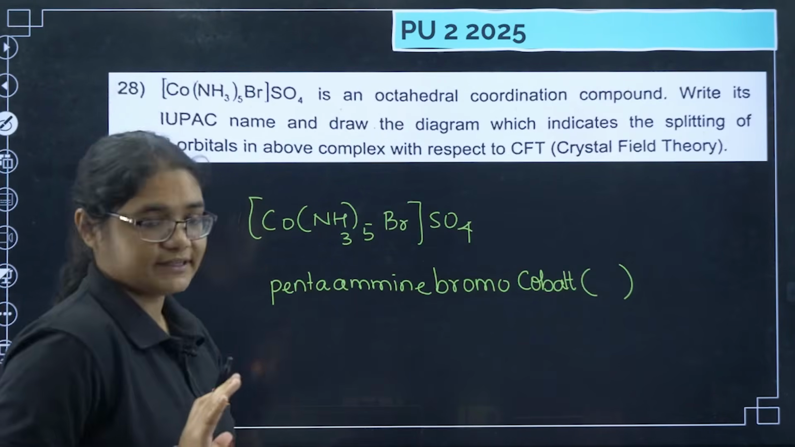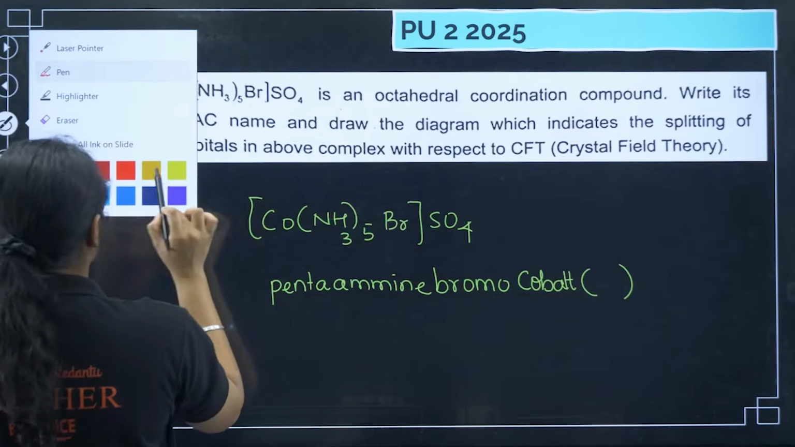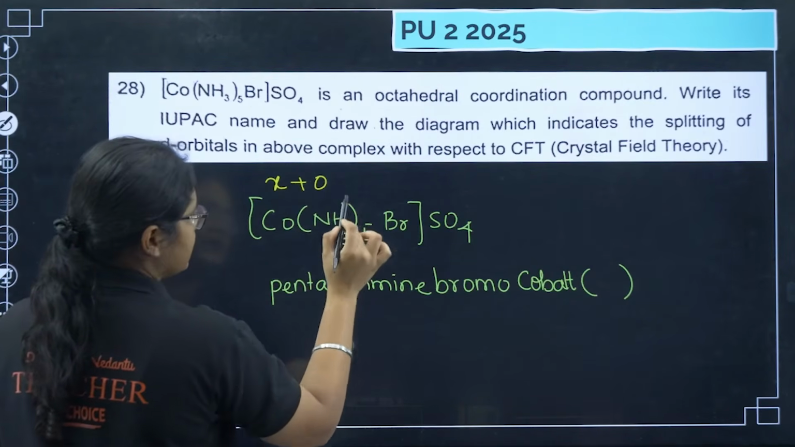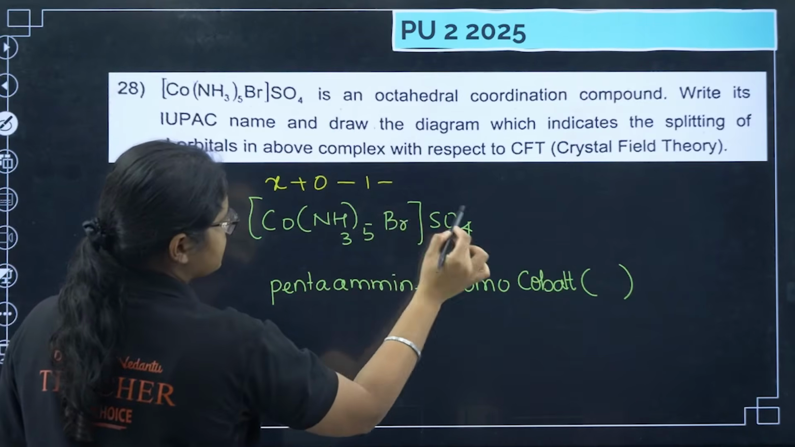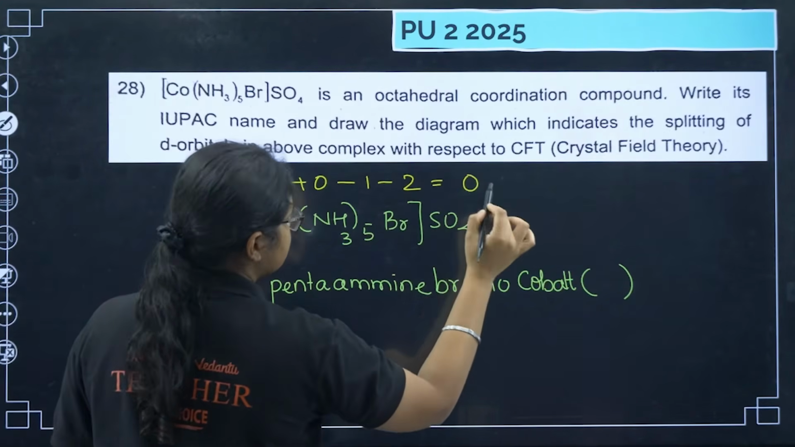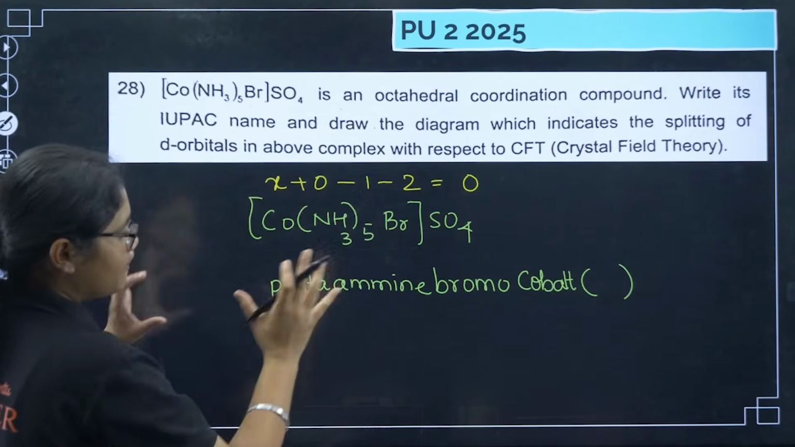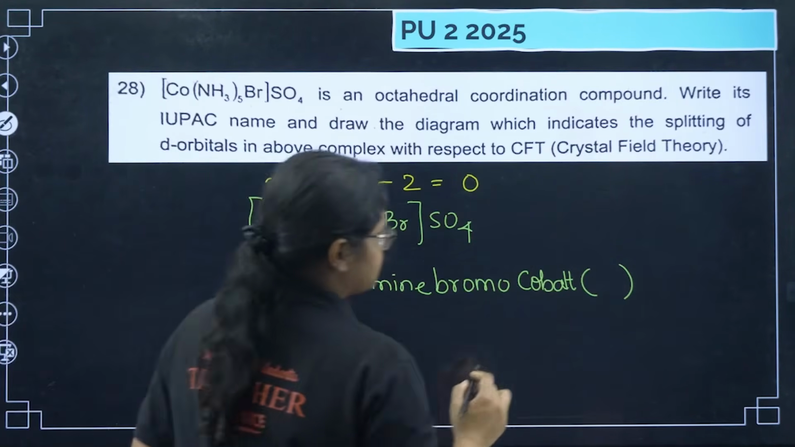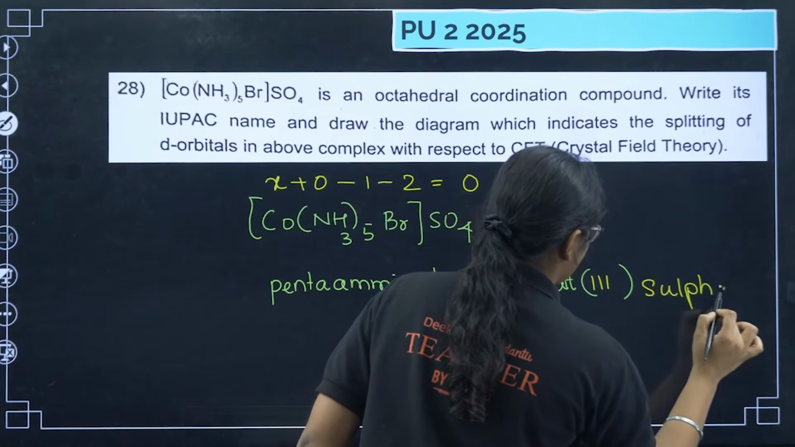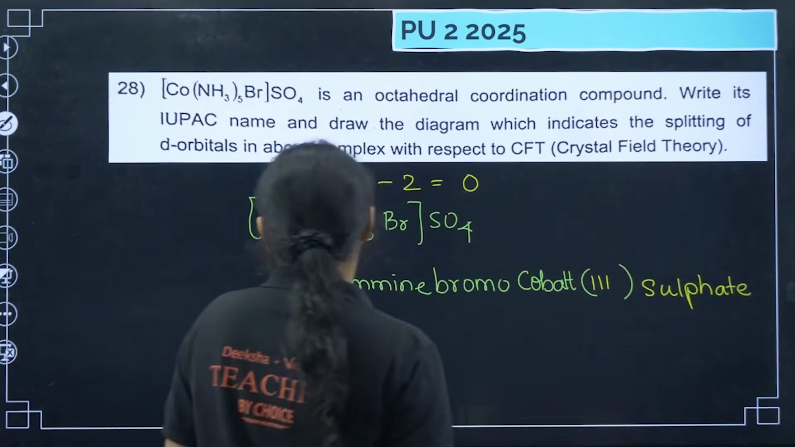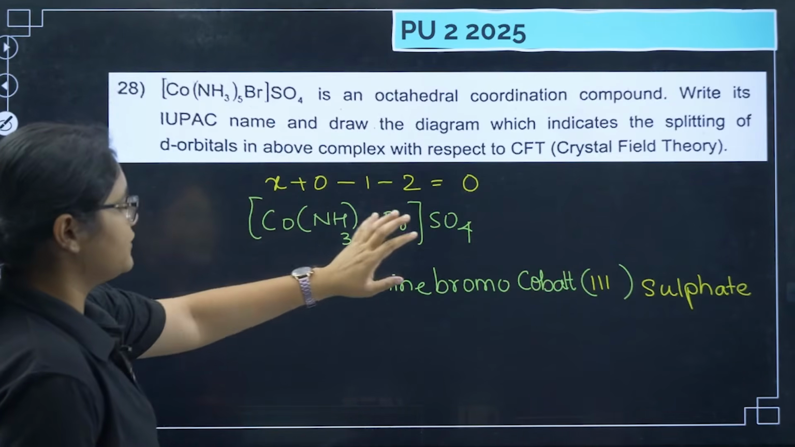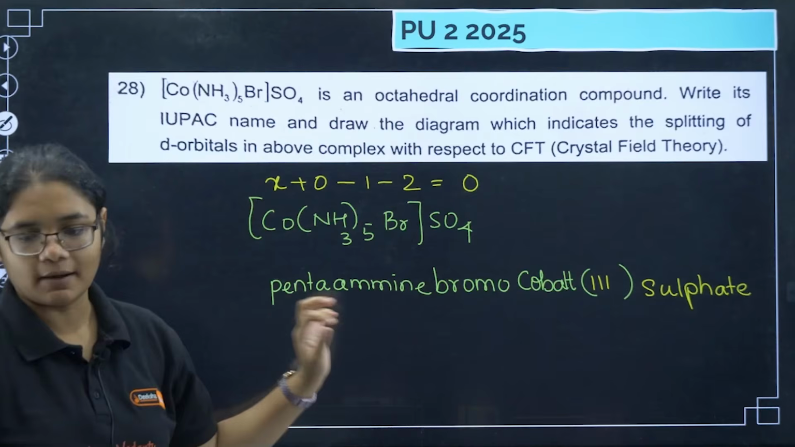write its oxidation number. So let's calculate the oxidation number. This is X, this is 0 because it is a neutral ligand, this is minus, and this is sulfate is -2. Again the whole complex is neutral, so 0 means the total charge of this compound is 0. So X gives me +3. So cobalt(III) sulfate. Okay, I'll get here sulfate, so that is the final name of this compound.